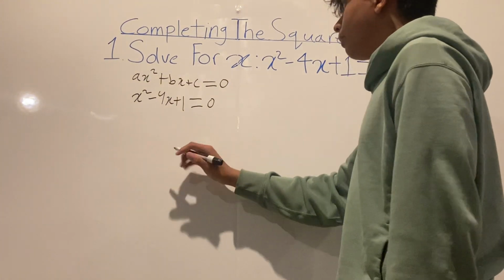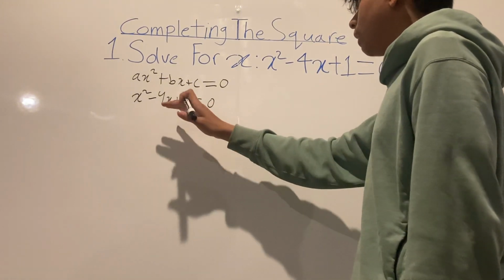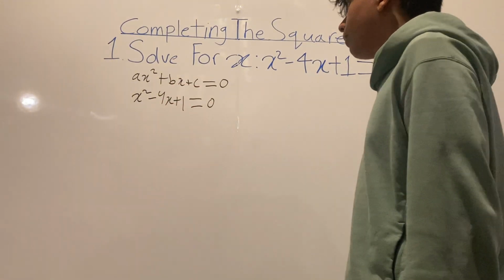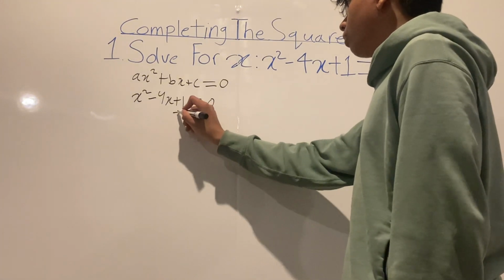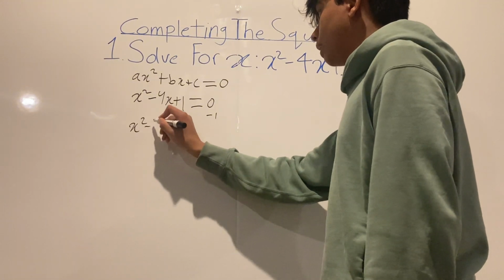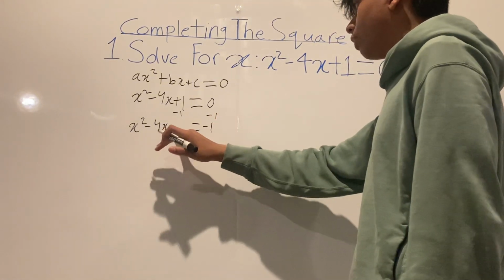We're going to move c to the other side so we can make space for a new value that will allow us to factorize the left side. So we're going to move 1 to the right side. Now we have x squared minus 4x equals negative 1. And I made space here for a reason.